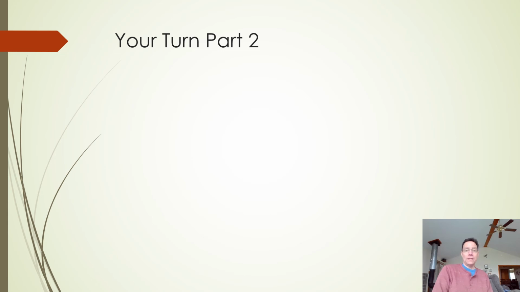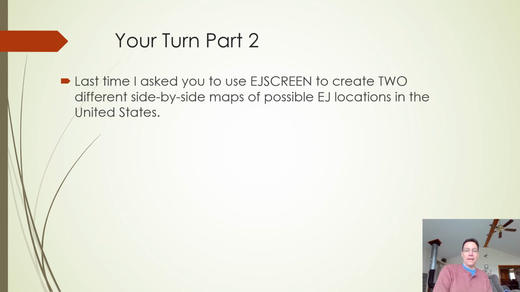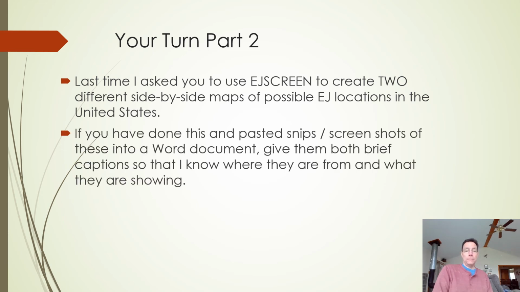Okay, so now here's your turn, part 2. Last time I had you use that website called EnvJusticePart2. I hope you found that useful and interesting. I think it's a really interesting resource. And I asked you to create 2 different side-by-side maps of possible environmental justice locations in the United States, and to put those on a Word document. If you've been able to do that, hopefully you're able to get a screenshot of those and paste them into a Word document. Give them both little captions that describe what I'm looking at here, what the situation is, and what sort of data you compared, so I know what I'm looking at. If you can get those into a Word document, that was part 1.